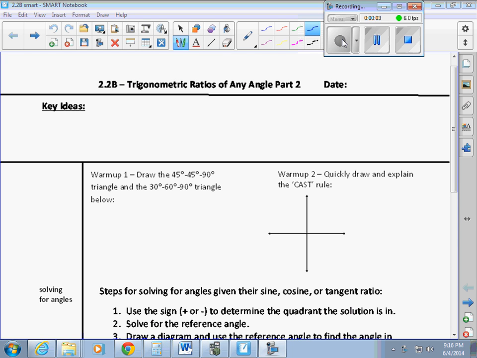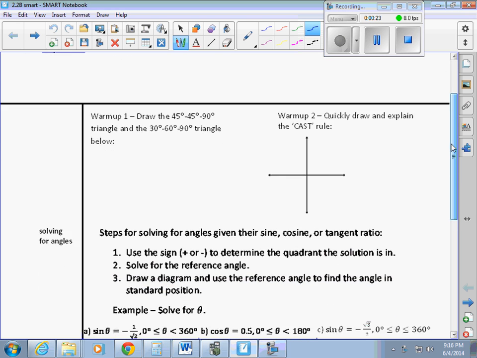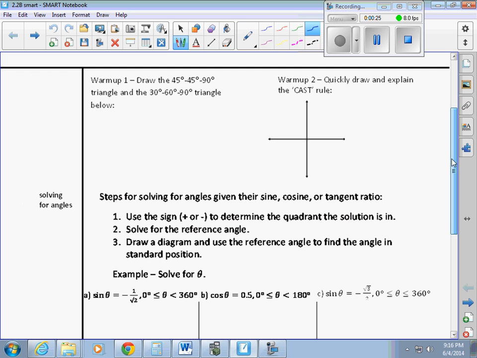Okay, part 2.2 part B is still dealing with trigonometric ratios of any angle. So we're just going to go a little bit further than we did in the last section in finding the values of angles. We need to remember, though, when we're doing this, what are the characteristics of the 45, 45, 90 and the 30, 60, 90 triangles. So if you want to just hit pause and try doing this on your own and see if you remember what they are, or you can just follow along with me, doesn't really matter.